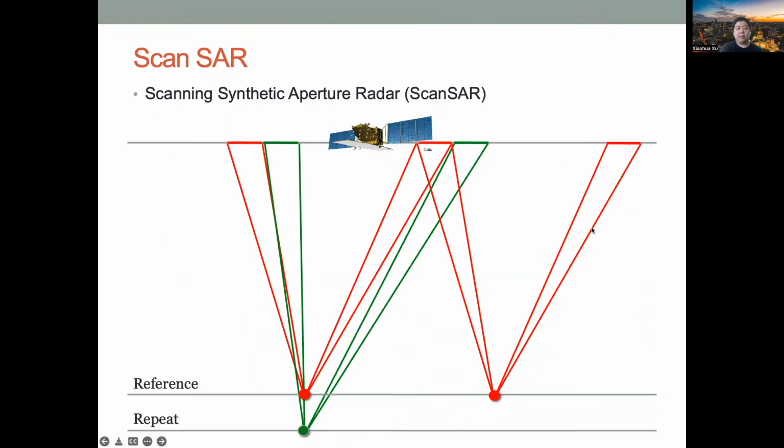The reason for that is basically you have to illuminate the ground from the same part of the orbit. If they are misplaced, for example, if your reference is imaging this location from this segment of the satellite orbit, whereas your repeat acquisition is being made over a different part of the orbit, basically you are looking at the same target, but from slightly different angles. In that case, your return signals wouldn't be coherent with each other.